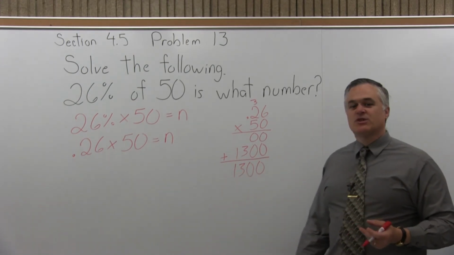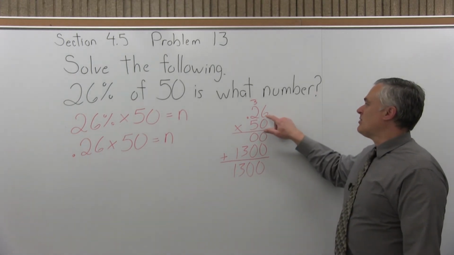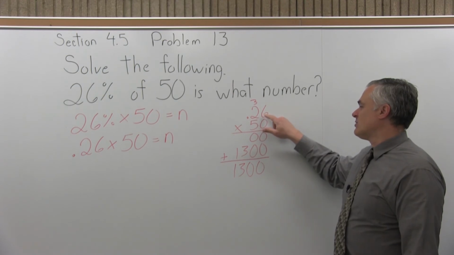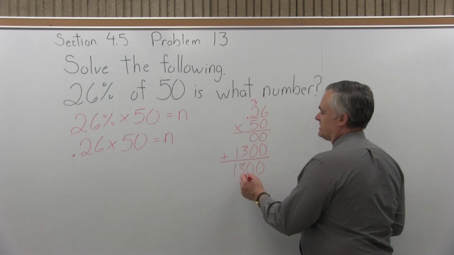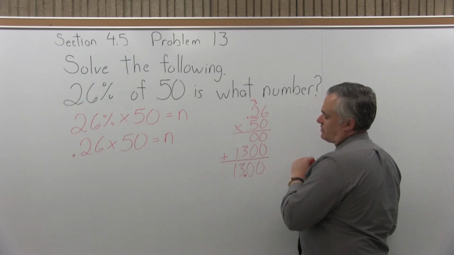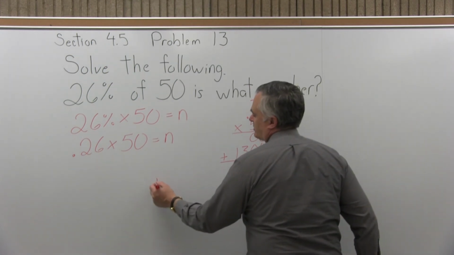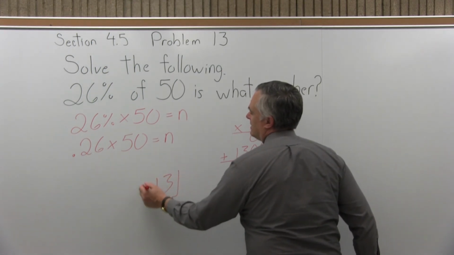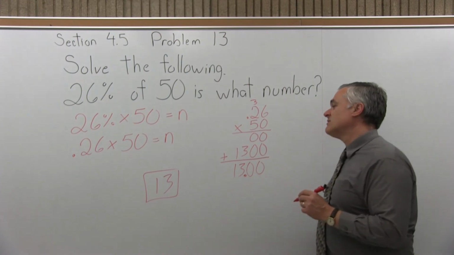Now you have to put the decimal in the correct place. In the problem, there were 2 places to the right of the decimal point. So in the answer, there must be 2 places to the right of the decimal point. So 13.00, which you could just call 13. And that's the answer. 26% of 50 is 13.